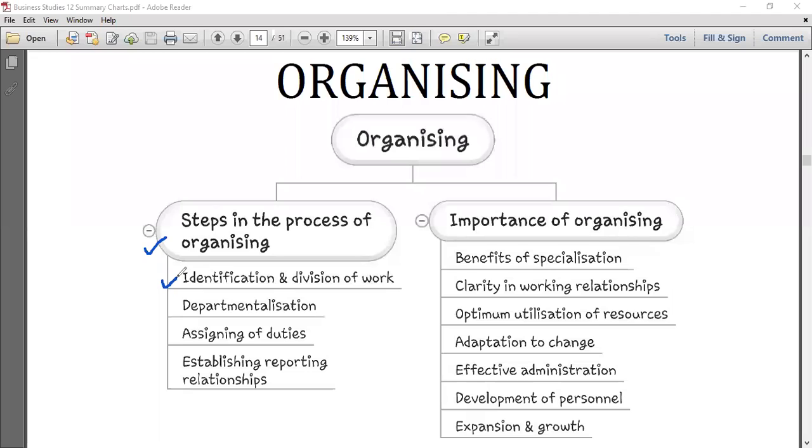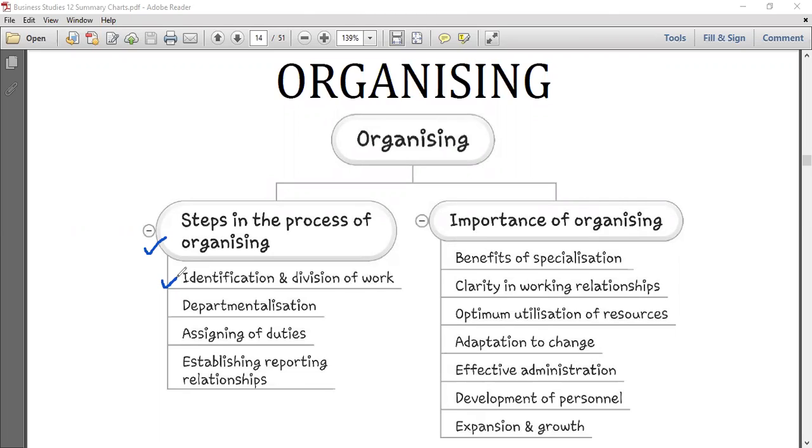For example, the work of production, on one side, in production there will be processing of raw material, there will be maintenance of machineries, there will be a lot of work related to production. For purchase, a separate division of work will be there. So first of all, we have to identify all the works that have to be performed in the organization, and after that we have to divide those works on the basis of their nature, that is, similar works are to be grouped together. That is called division of work.